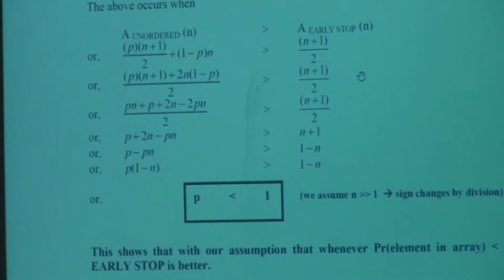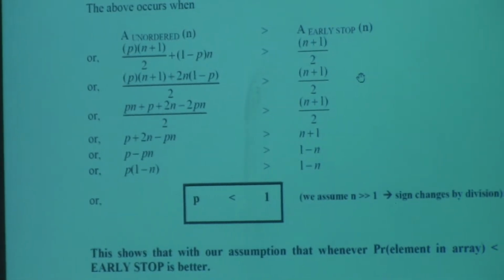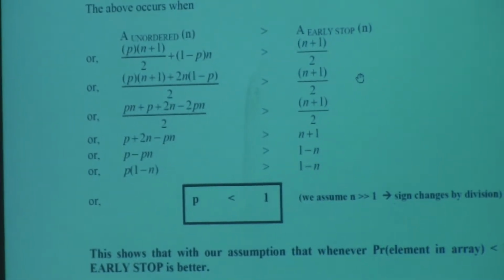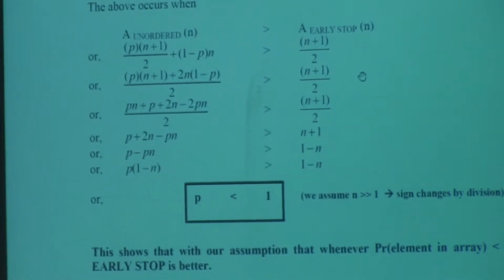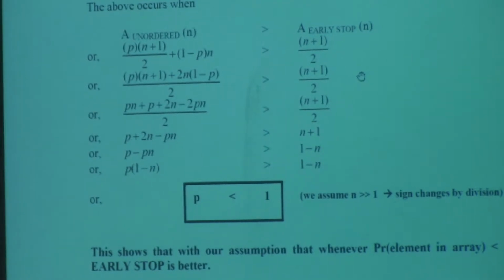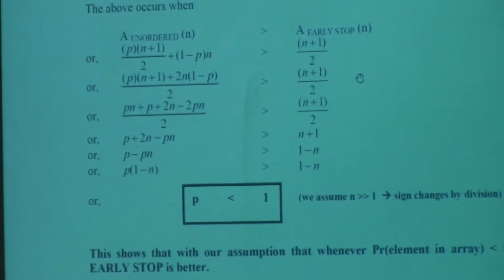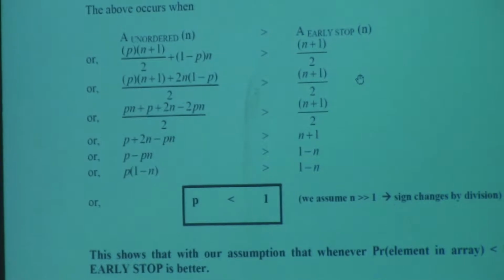I'm almost done, but I have to be ultra careful here, because now I notice that both of the sides have a 1 minus n. I'm going to divide by 1 minus n. But this is an inequality. And because it's an inequality, dividing by a negative value will switch the inequality from greater than to less than, from less than to greater than, from greater than or equal to less than or equal to, etc.